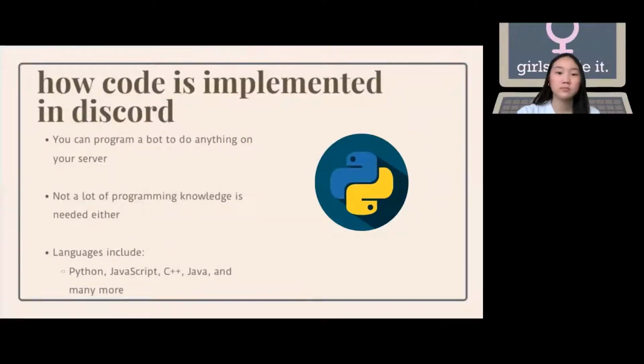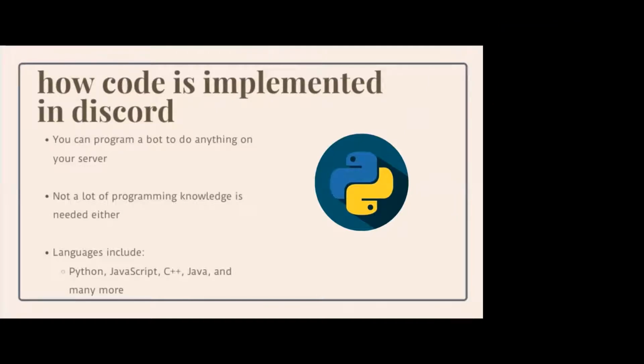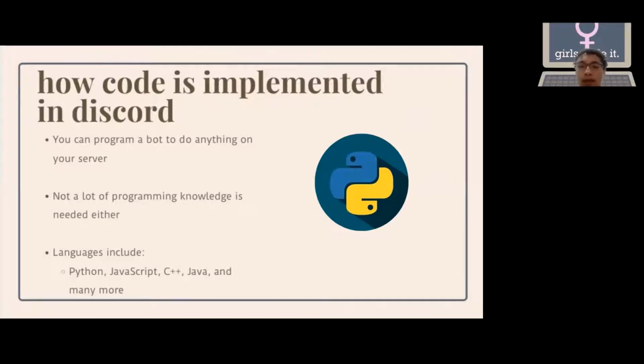Discord bots are also made using programming. You can create your own Discord bot and customize and personalize it however you like. You can also program your own bot with different languages, ranging from Python, Java, JavaScript, C++, and many more. Today, we'll be going over how to create a Discord bot using Python. Using Python, you do not need a lot of programming knowledge for today.